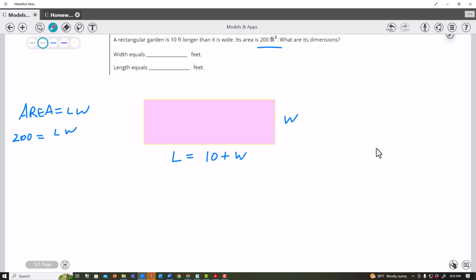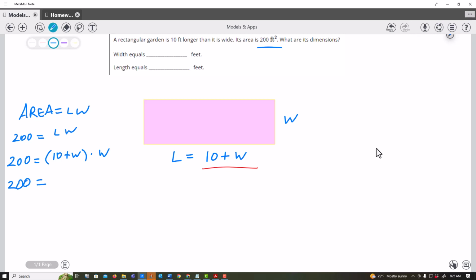But we actually can plug in, and this is kind of the thing where you look at a problem like this and you're like, but there's two variables. This is why you write length in terms of the other variable, so there's only one variable to solve. So 200, and where you see L, we're going to plug in 10 plus W, and then this is still times W.